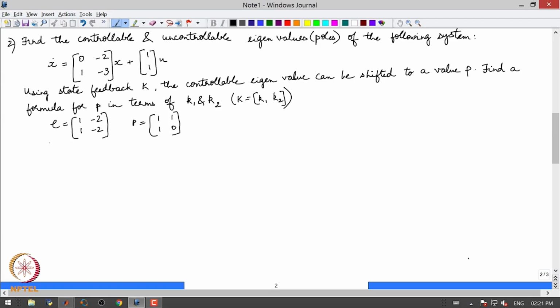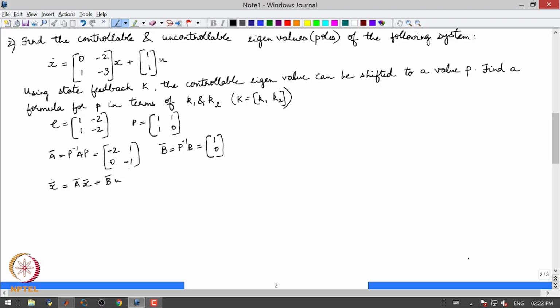So, I will take a model matrix P, it consists of the first column from here and another column which is linearly independent to the first one, it could be [1 0]. So, now using this I will find out A bar equals P inverse A P, and if I do that I will get [-2 1; 0 1], and similarly B bar is P inverse B, and this I will get to be [1 0]. So, the transformed system is x dot equals A bar x plus B bar u. So, now you can see that only the first state is controllable, which means the first eigenvalue is controllable while the second eigenvalue is not controllable. Sorry, this is minus 1. So, what are the eigenvalues?